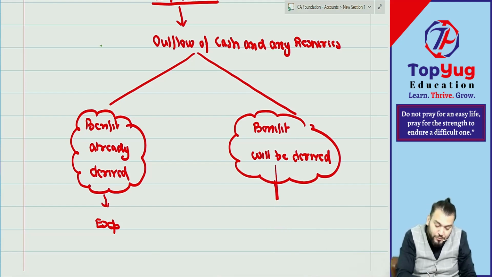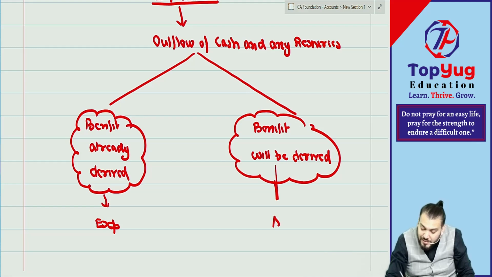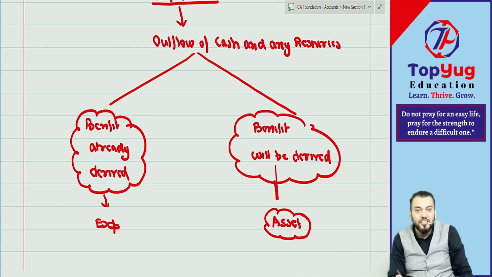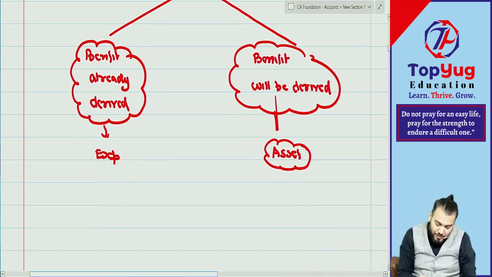So have you understood when to classify an expenditure as an expense? You need to find out whether the benefit is derived. If benefit is derived, it becomes an expense. If benefit is not derived, it is an asset. So now write down the meaning of asset. Point number 2.